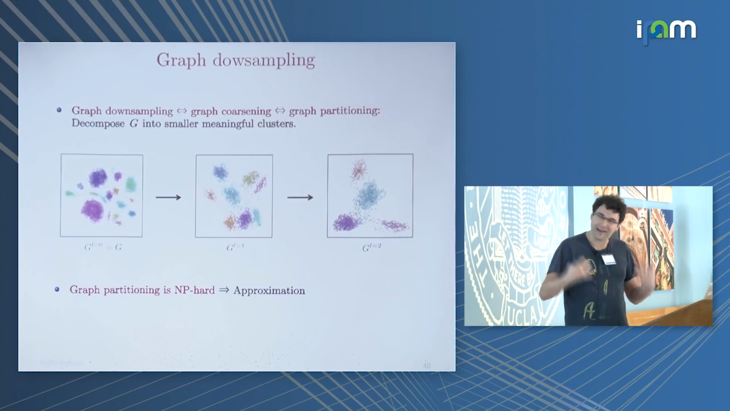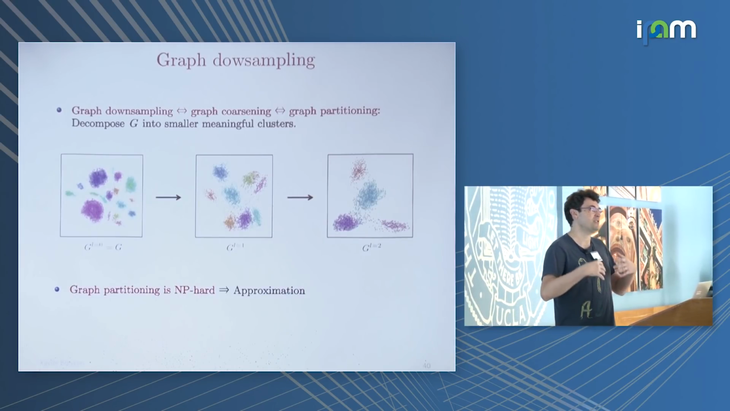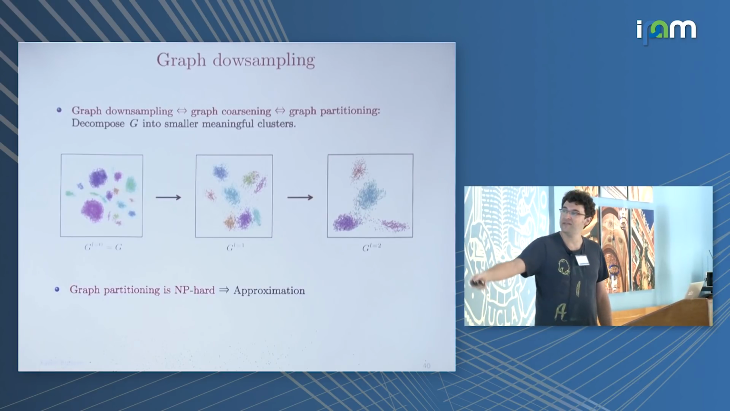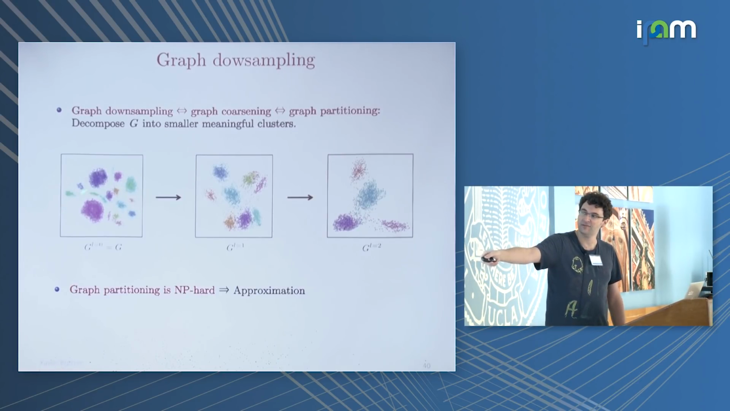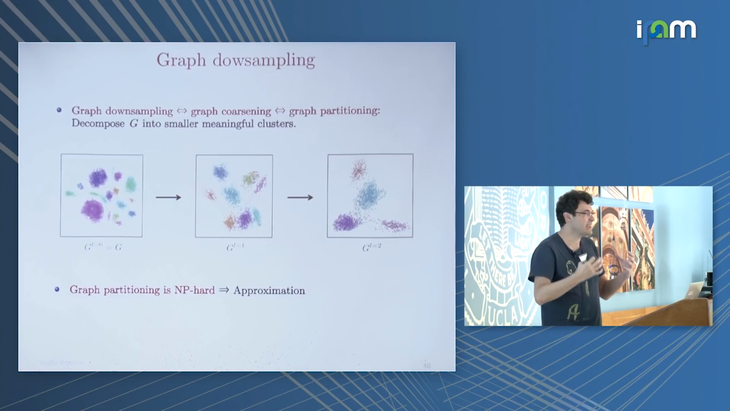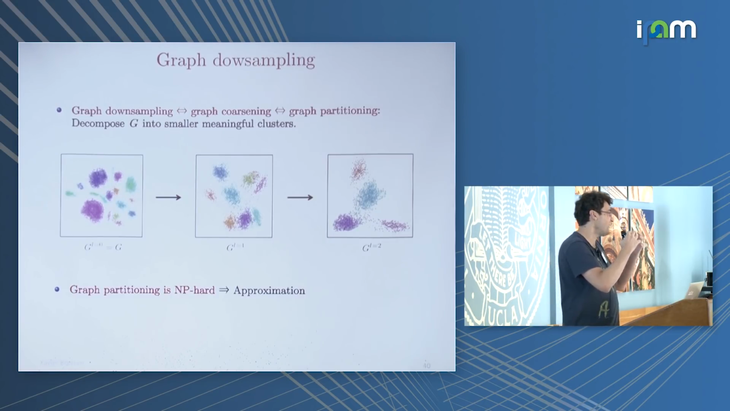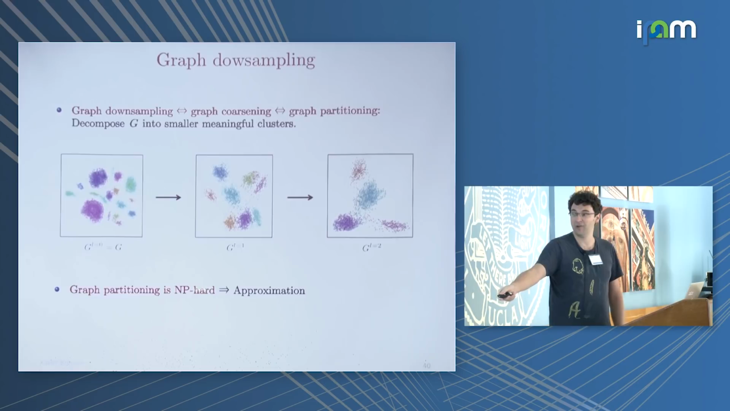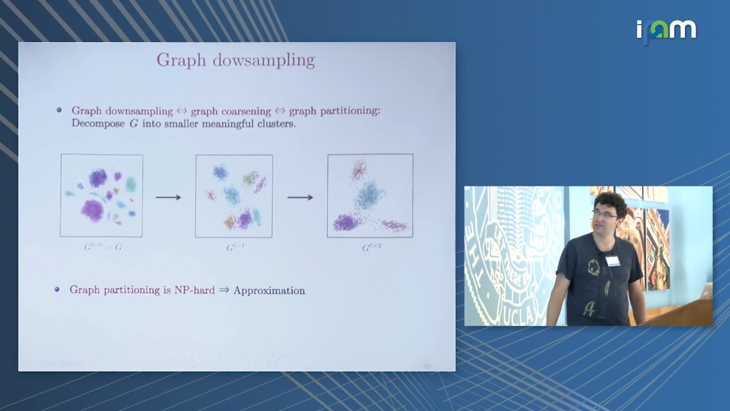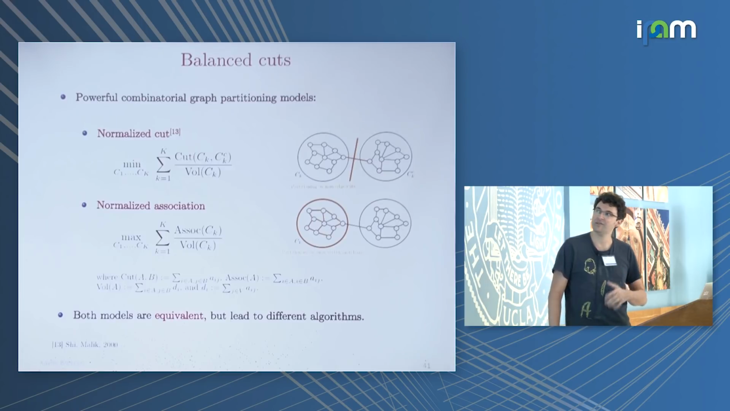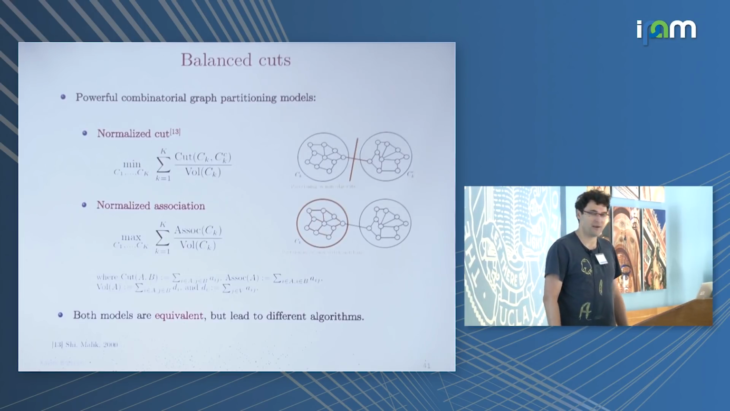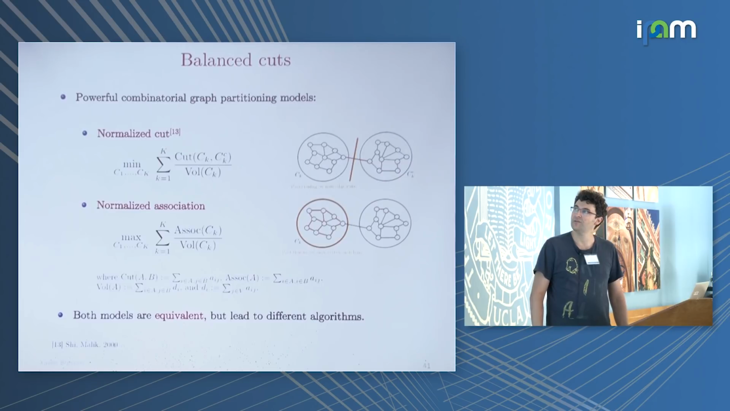So graph downsampling is actually the same as graph partitioning. We have this domain of the data, this is the graph, and I have some data on this domain. If I want to do coarsening, what I actually want is to cluster this graph into meaningful communities. This is the problem of graph partitioning, and it's a very hard problem, so we need approximation to solve this. Balanced cuts: there is a large literature of graph clustering algorithms, and balanced cut is a very excellent class to solve this kind of problem.